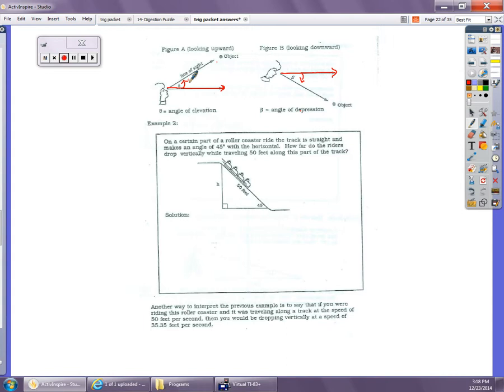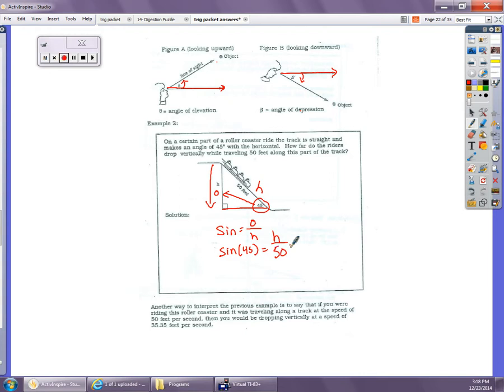So when we look at this next example, we're given a roller coaster. The track is straight, and it makes an angle of 45 degrees with the horizontal. So here's your horizontal, 45 degrees. How far do the riders drop vertically while traveling 50 feet? So we want to figure out how far they actually go down. Here's our angle. We have opposite and we have hypotenuse. So that's going to be the sine, opposite over hypotenuse. So the sine of 45 is opposite, which is our height, over the hypotenuse, which is 50.